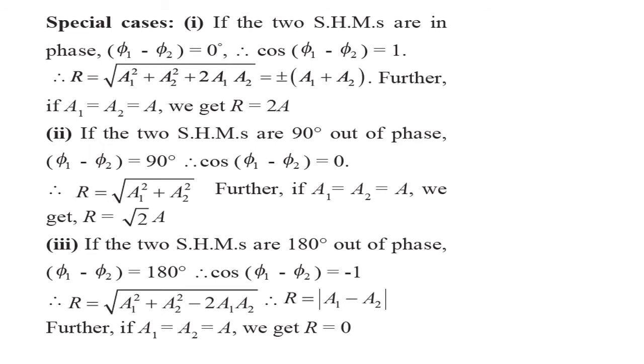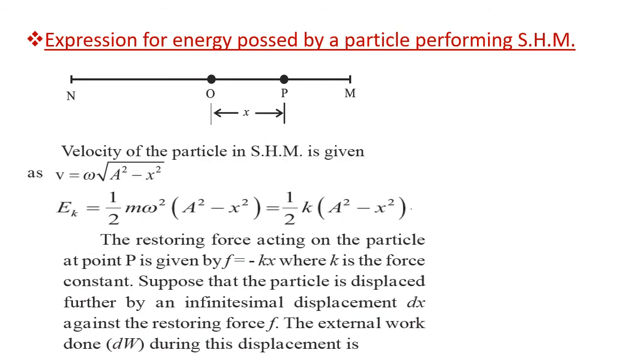So from these three special cases which we discussed, that is if the phase difference is 0, if phase difference is 90 and if phase difference is 180 degree, then we can clearly conclude that the resultant amplitude will be maximum if they are in phase, and it will be minimum when they are out of phase by 180 degree. Okay.